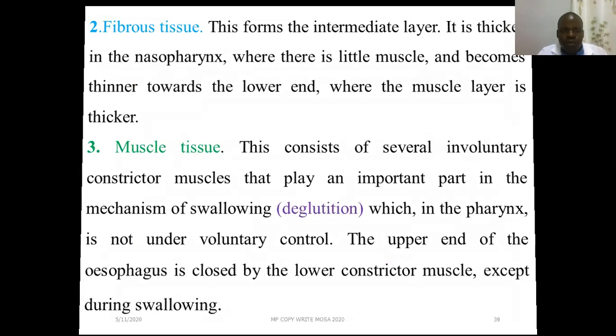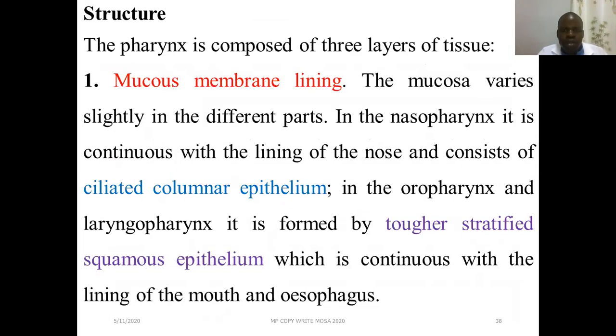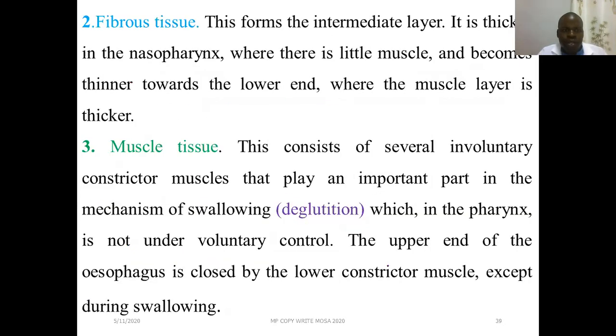The second of the three layers is the fibrous tissue. This forms the intermediate layer. It is thick in the nasopharynx where there is little muscle, and it becomes thinner towards the lower end where the muscle layer is thick.